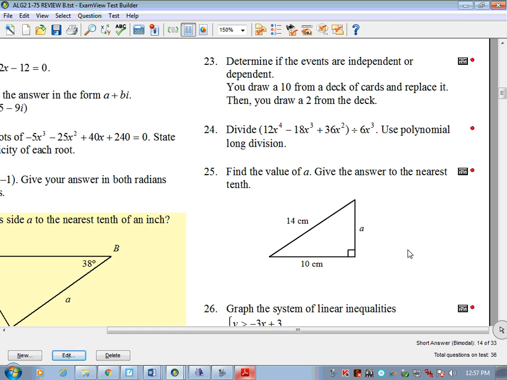Determine if the events are independent or dependent. You draw a 10 from a deck of cards. You replace it, then you draw 2 from the deck. Those two events, are they dependent or independent?